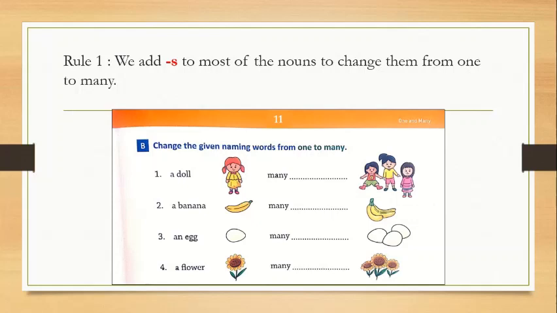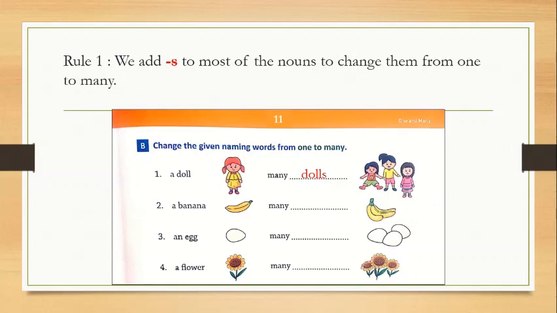Now let's move on to the exercises based on rule number 1. Exercise B, page number 11. Change the given naming words from one to many. First one, a doll. To change doll to many, we add the letter S at the end. Many dolls. A doll, many dolls.